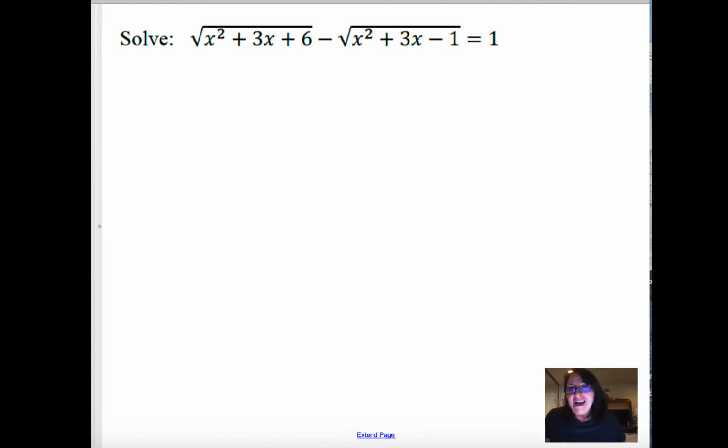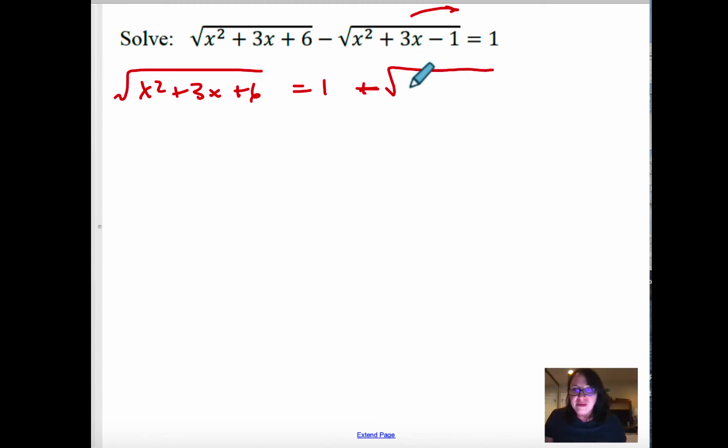Now this problem, I can't believe I gave this to you. I'm just kidding. What we have is the square root of x squared plus 3x plus 6, and this equals 1 plus, yes, I'm moving this over, just to save a few steps, 1 plus that, which is the square root of x squared plus 3x minus 1. And I am going to square both sides.